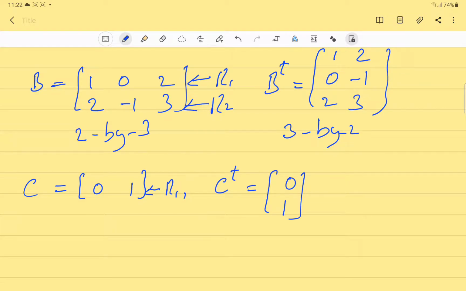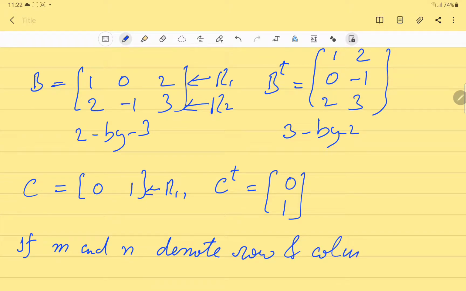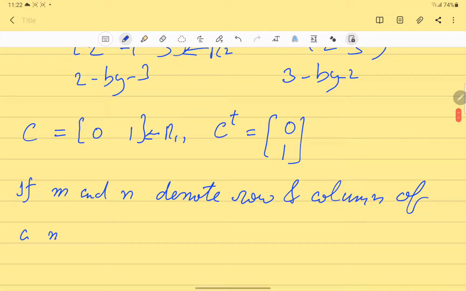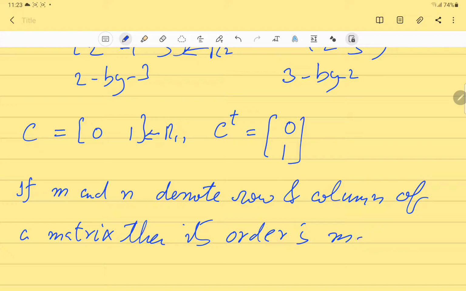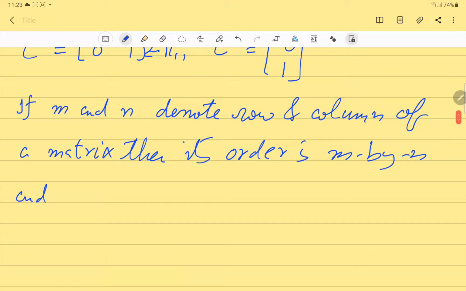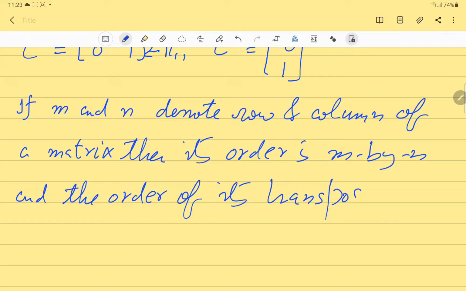So if we generalize it, if M and N denote the row and column of a matrix, then its order is M by N and the order of its transpose matrix is N by M. I hope it is clear to you. Not a very difficult thing.